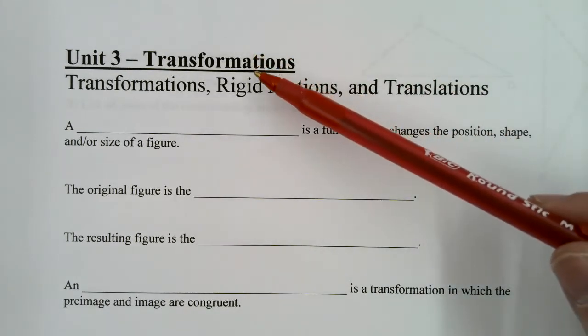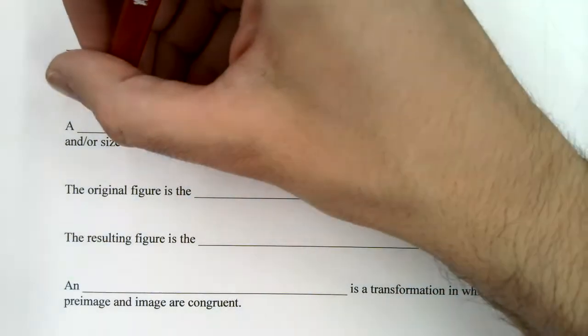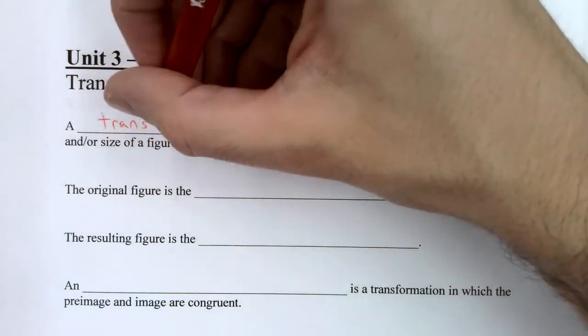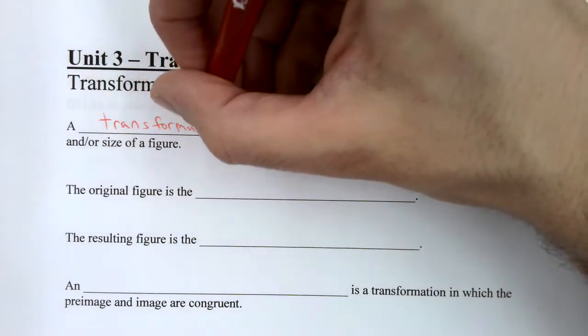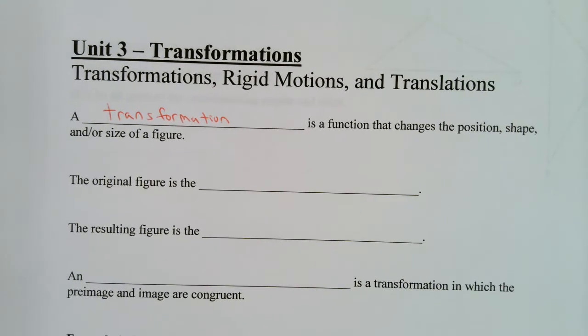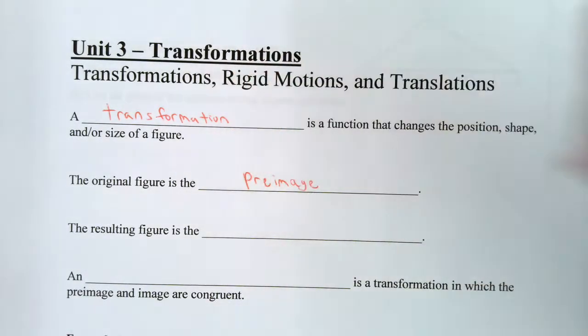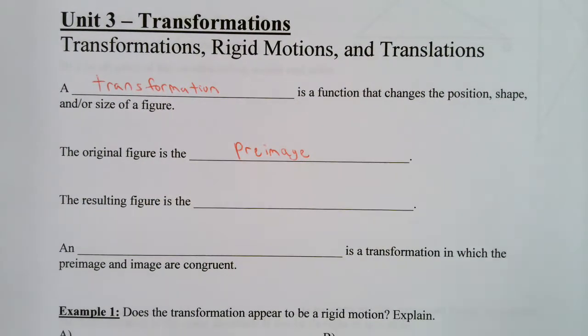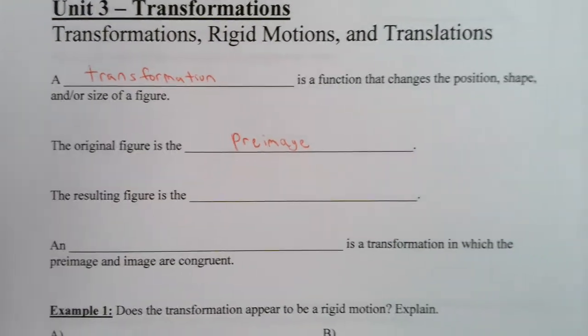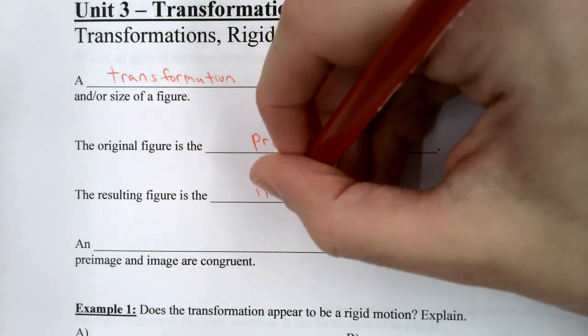Okay, so the unit again is called Transformations. This first definition is called transformations. Let's see what a transformation is. A transformation is a function that changes the position, shape, and/or size of a figure. The original figure is called the preimage. And the resulting figure is called the image. So you start with the preimage, and then you perform the transformation, and you end up with the image.